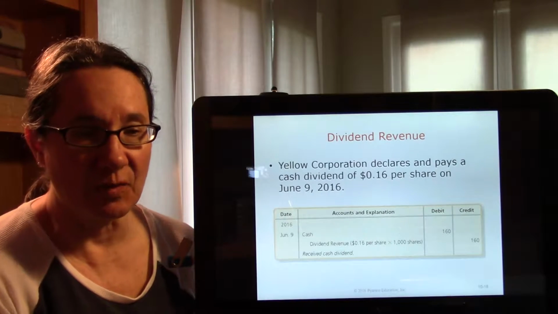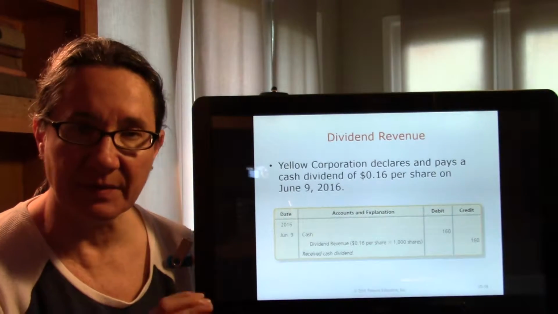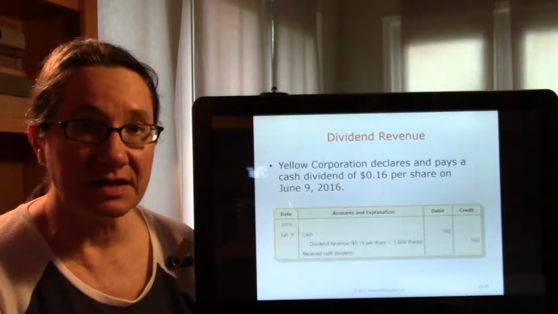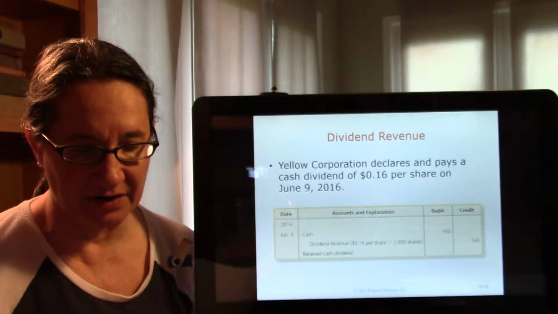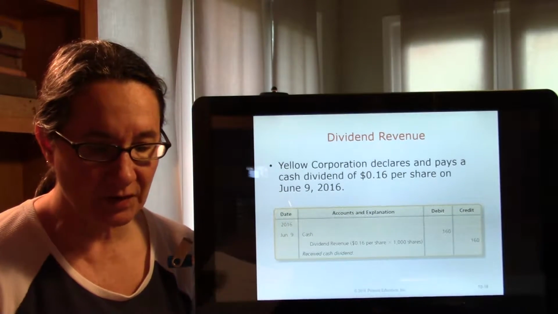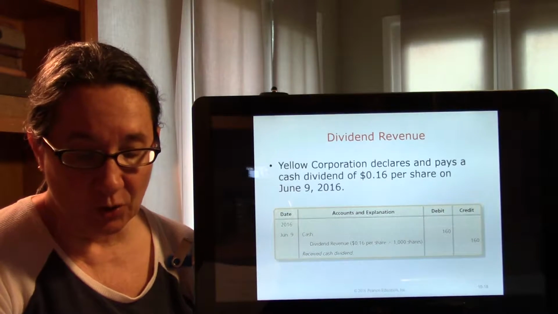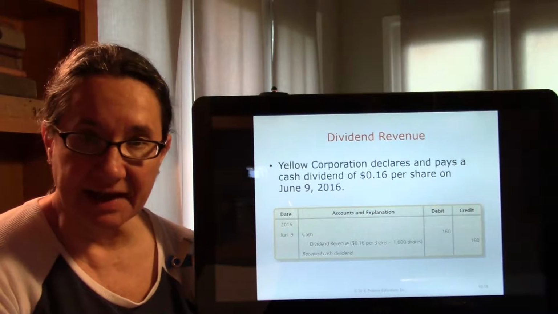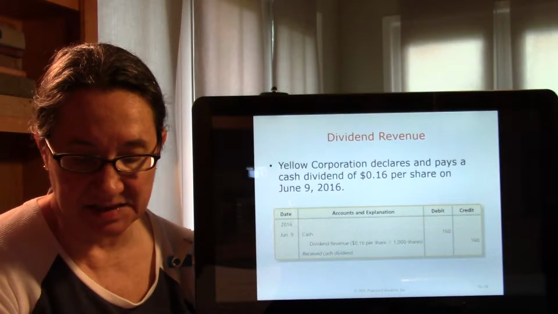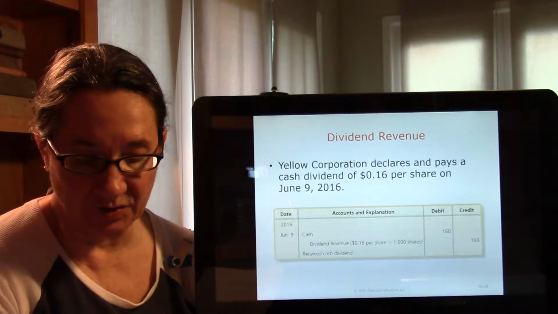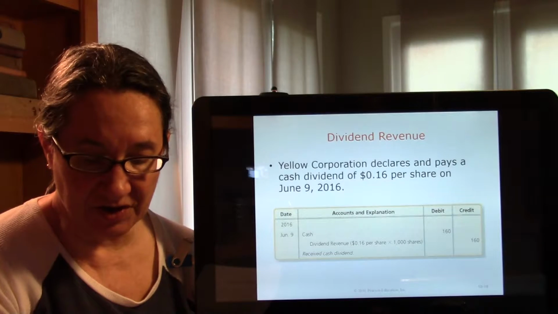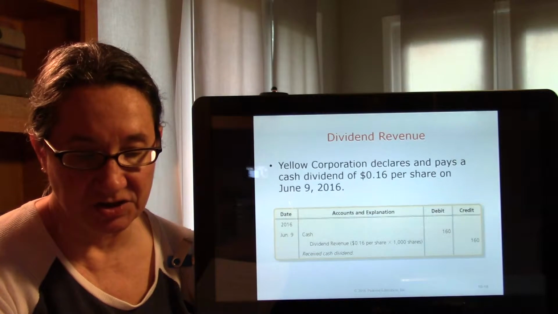So you hold the stock for a while. Sometimes stocks pay dividends, sometimes they don't. So when a stock does pay a dividend, we need to put that down on the books. In our example, Yellow Corporation declares and pays a cash dividend of 16 cents per share on June 9, 2016. Smart Touch Learning will receive the cash dividend on June 9.